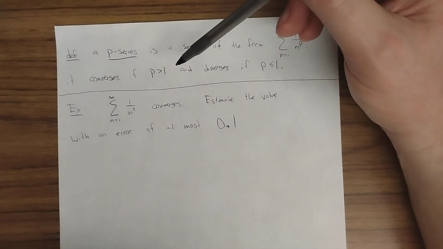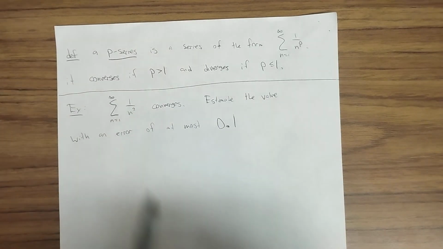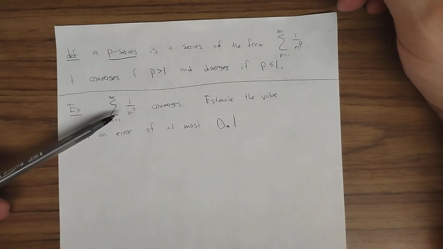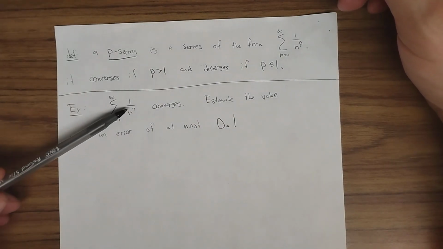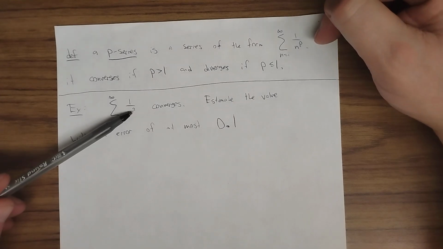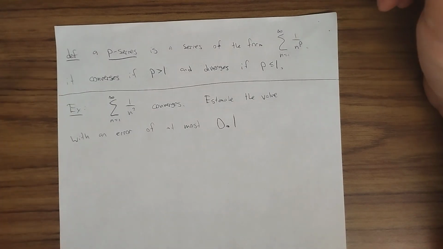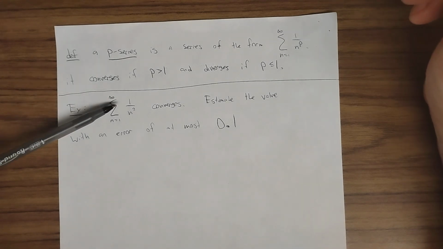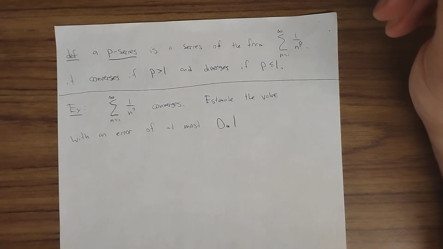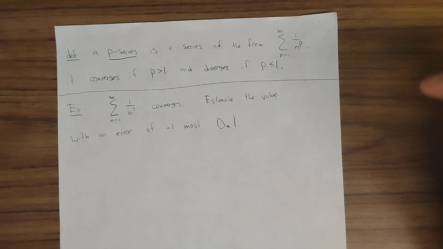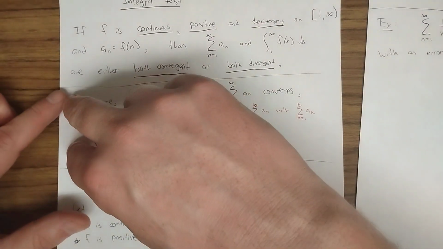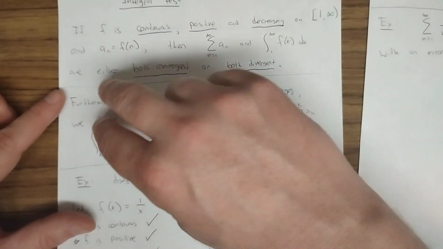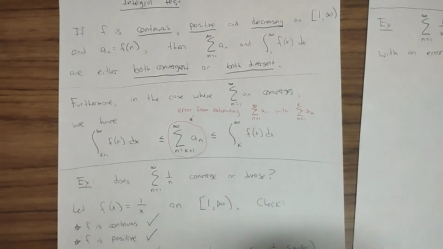Okay, so let's do another example. Now that we know all about p-series, we know that this converges, right? Because this is like the p-series where p is 2 and 2 is greater than 1. So this definitely converges. What we're going to do is estimate the value with an error of at most 0.1. So this is where this statement comes into play. This is a statement that allows us to estimate sums.